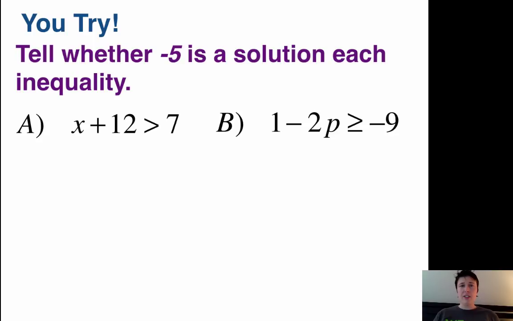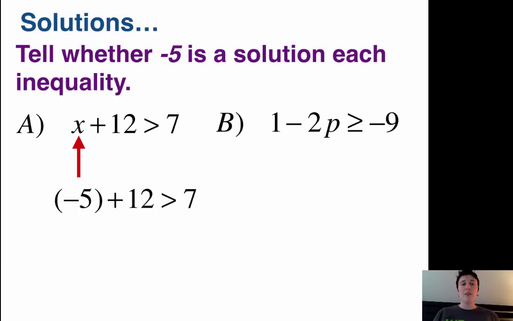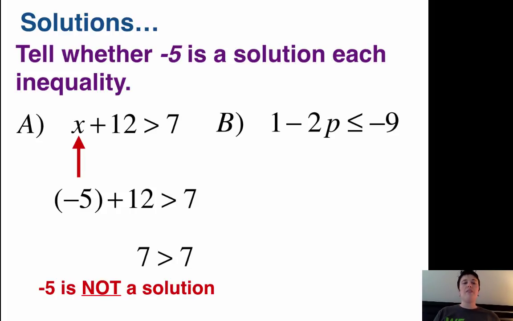Okay, let's check our answers. You're unpausing the video now and you're ready to see if you're doing it correctly. So we're seeing if negative 5 works. So we're going to replace the x with a negative 5. So instead of x plus 12, we have negative 5 plus 12 is greater than 7. Well, we can do negative 5 plus 12, that's 7. Is 7 greater than 7? And hopefully you're saying no, it's equal to, and there's no equal sign, so this one fails. Negative 5 is not a solution, it doesn't work. But we try it again on the next one.